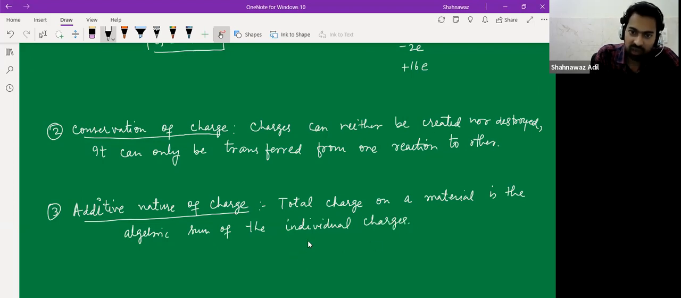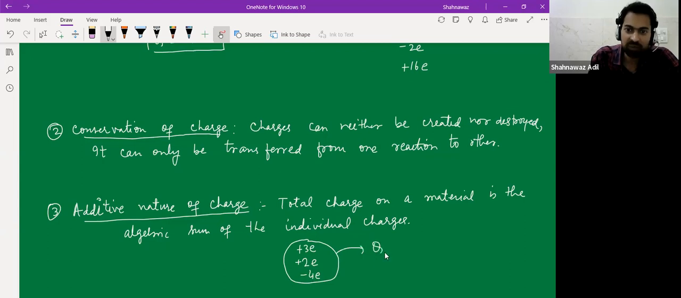Right, let's say you have a system in which you have plus 3 electron charge, and then you have 2 electron charge, and then you have minus 4 electron charge, right? So what will be the total charge then? You can simply add them. So this would be simply minus E. You can simply add these three charges, right?